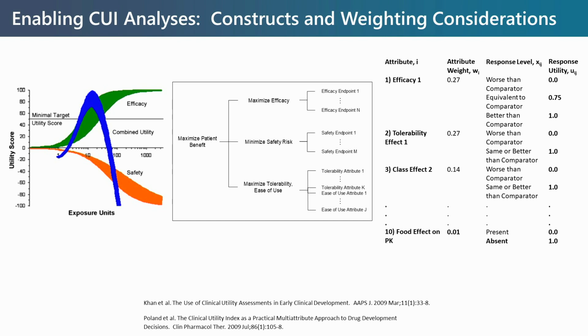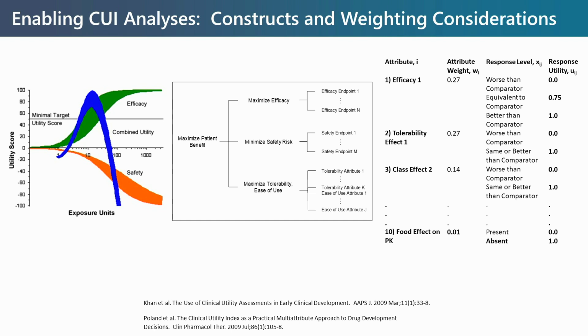Quite simply, this depends upon the graph shown on the left-hand side that relates utility scores as a function of exposure units. And what it shows is that there are certain targets in terms of efficacy shown in green, safety shown in orange, and the combined utility shown in blue.